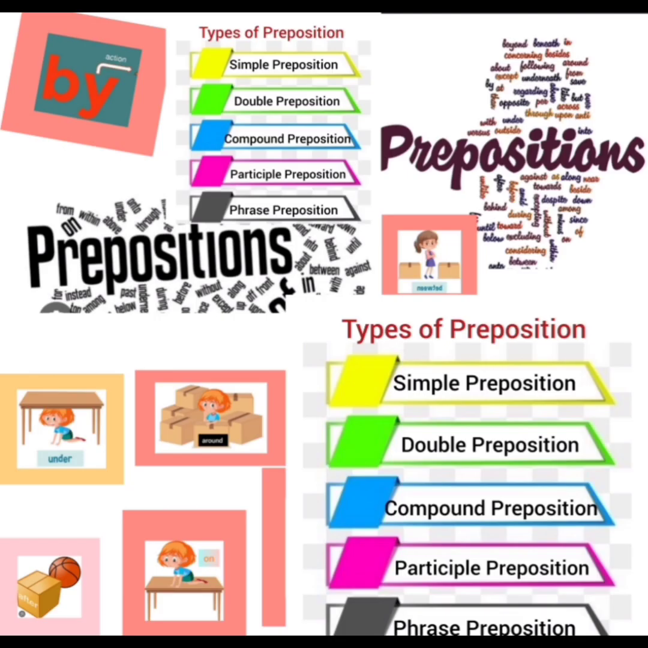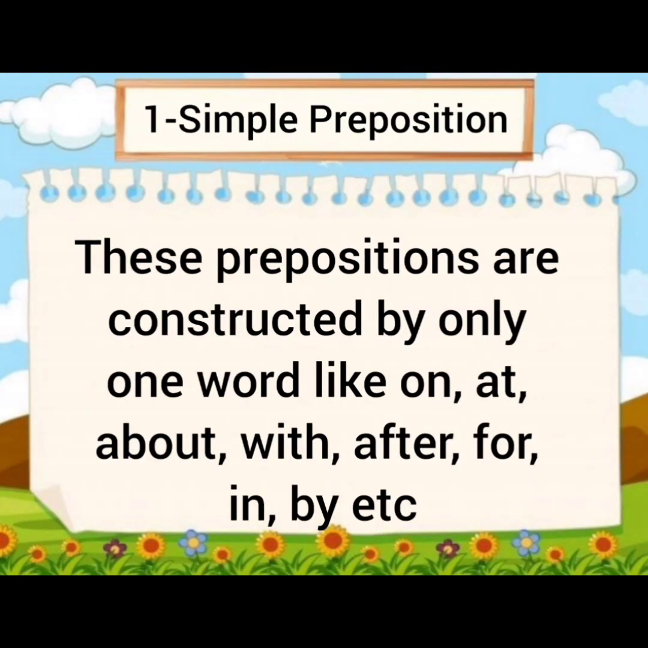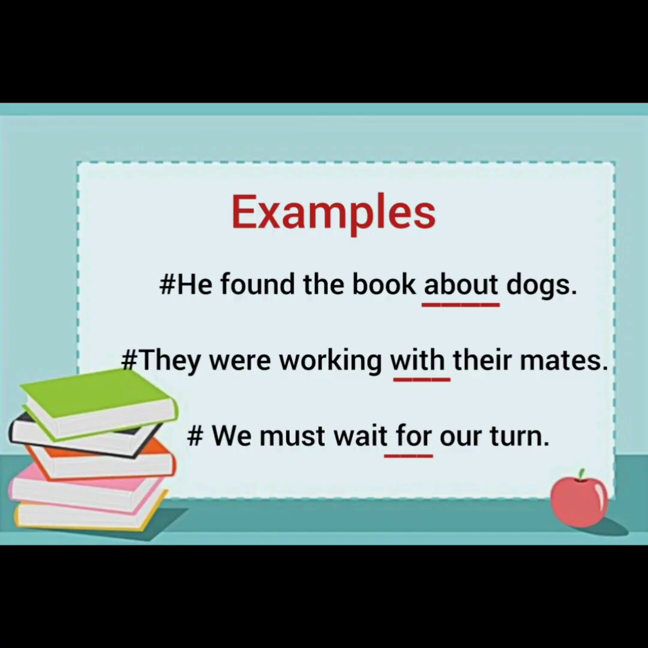The very first type of preposition is simple preposition. These prepositions are constructed by only one word like on, at, about, with, after, for, in, by, etc. For example, he found the book about dogs. About is a single simple preposition here. They were working with their mates. With this preposition, we must wait for our turn. For is used as a simple preposition here.